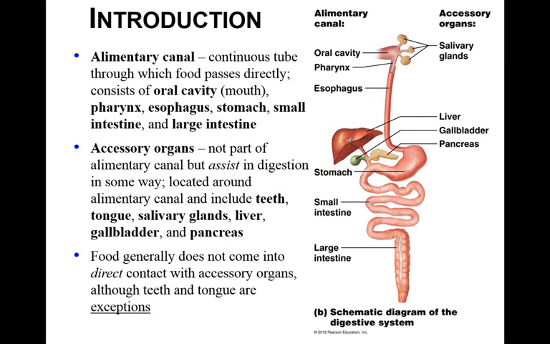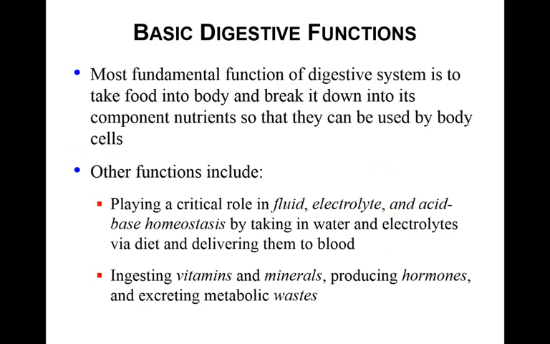And then you have the accessory organs, which are not part of the alimentary or the GI tract because they just assist in digestion in some way. Your teeth, tongue, salivary glands, liver, gallbladder, and pancreas are your accessory organs. Food doesn't pass directly through these areas except in the mouth, but they do secrete substances that help with digestion. Your liver, gallbladder, and pancreas are going to secrete really important digestive enzymes. And then your teeth and tongue are going to help chew food, start that mechanical breakdown. And the salivary glands help produce saliva, and they also start the breakdown.